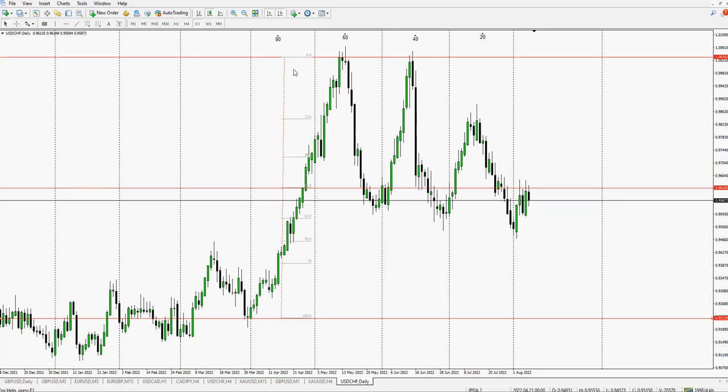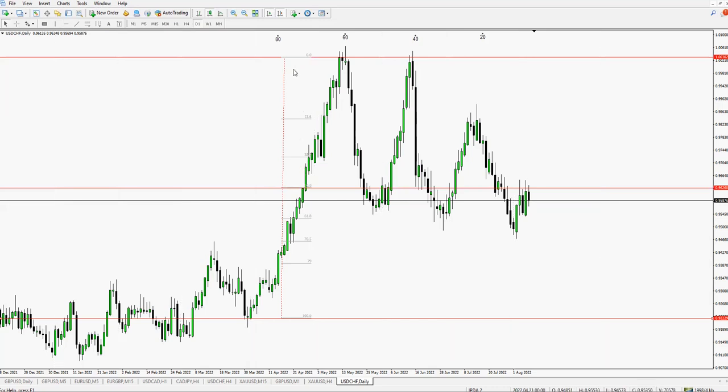Now I'm just going to remove those date dividers. Now we've got an upper portion of premium and a lower portion of discount. Within this subset of data, we know that on the higher time frame, when it's in the premium, it's sell scenarios, and when it's in the discount, it's buy scenarios.